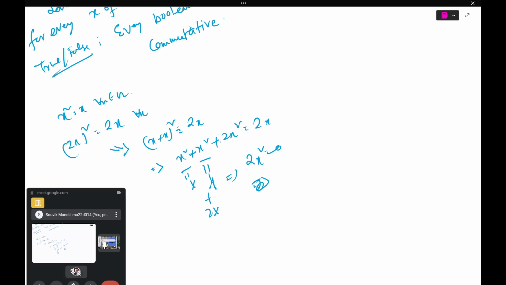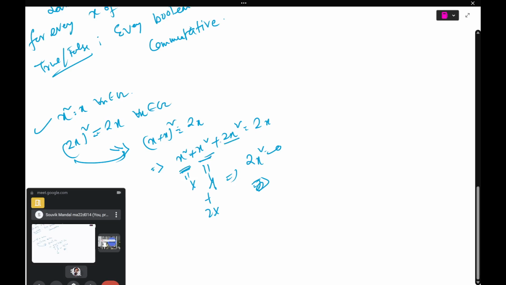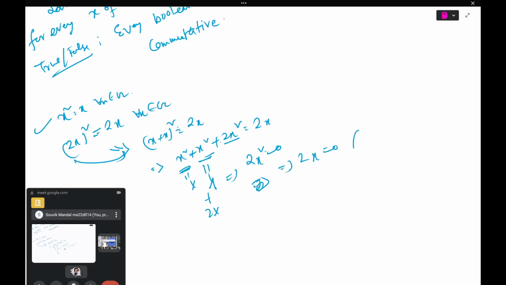So let's see. It's given that x square equal to x for all x in the ring. So this implies 2x whole square equal to 2x for all x. 2x can be written as x plus x whole square equal to 2x. If we break it up, we get x square plus x square plus 2x square, but x square equal to x. So after all, we get 2x square equal to 0. This implies 2x equal to 0 because x square equal to x. So first of all, for a Boolean ring, 2x equal to 0 for all x in that ring R.